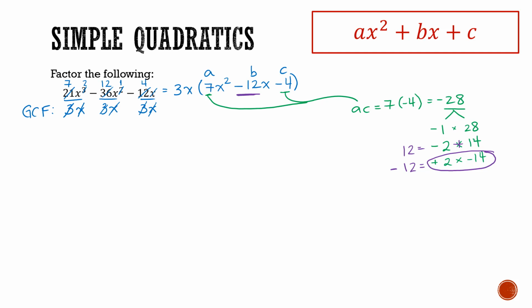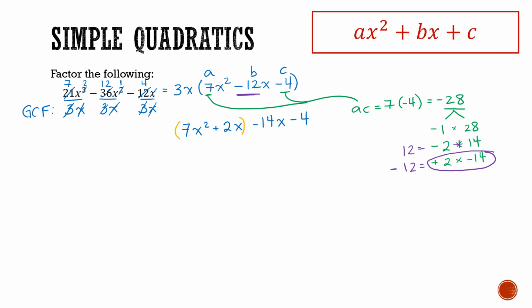Okay, so now let's rewrite this expression using these values. I'm going to ignore this 3x for now and just focus on my quadratic. Okay, so I'm going to get 7x squared plus, now these two terms I've just determined, 2x minus 14x minus 4. And I can see this is equivalent to the 7x squared minus 12x minus 4 that I had before. But now I can factor by pairing. Let's pair off these terms and find the greatest common factor in each.